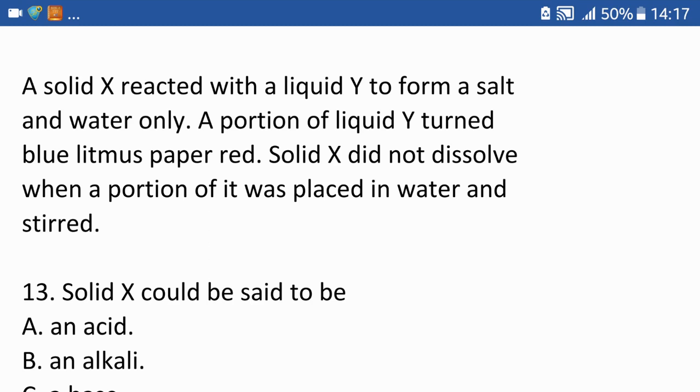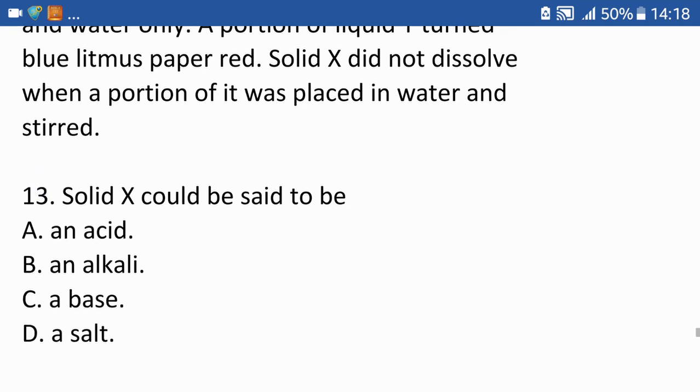So I'm taking it again. A solid X reacted with a liquid Y to form a salt and water only. A portion of Y turned blue litmus paper red. Solid X did not dissolve when a portion of it was placed in water. Solid X could be said to be.